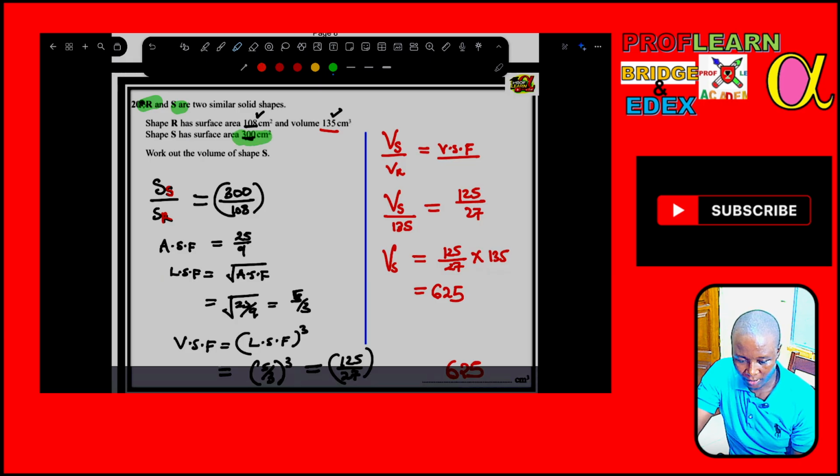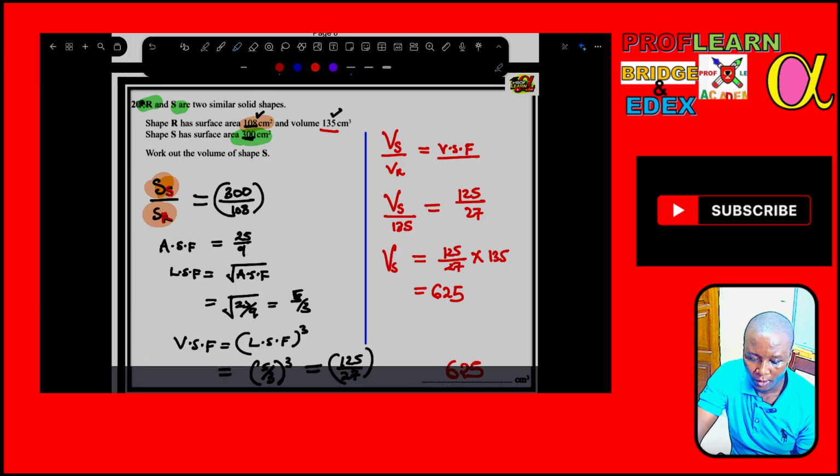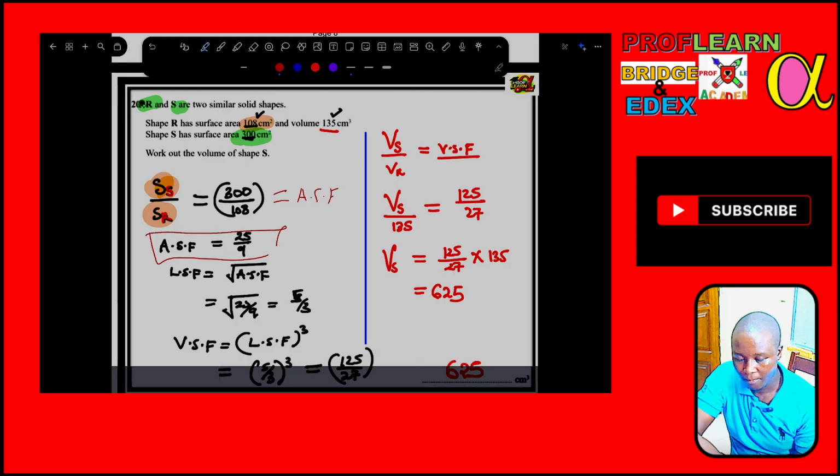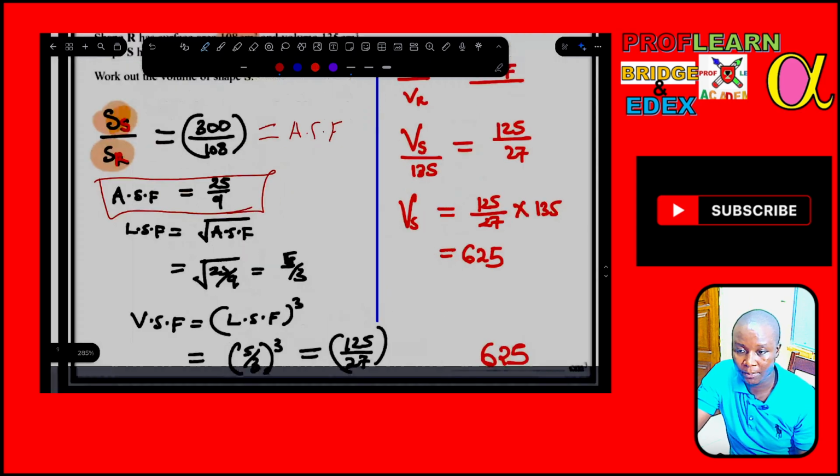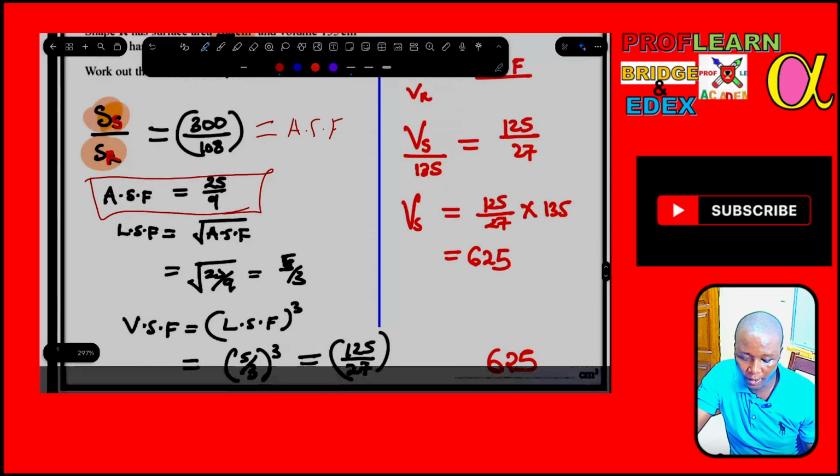So using this surface area that we are given here and also this surface area that we have here, we can find the area scale factor. Surface area of S divided by surface area of R is going to give us what we call the area scale factor. And our area scale factor is going to translate to this. But from area scale factor, you can easily get what we call linear scale factor, because if you take the square root of area scale factor, you are going to get our linear scale factor, which is going to be 5/3. That is the linear scale factor.